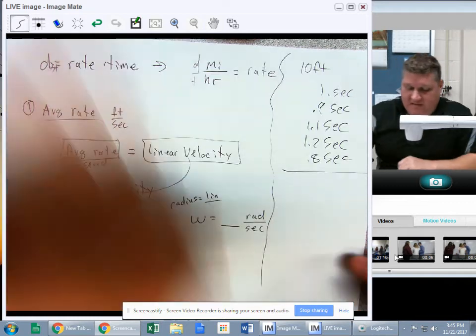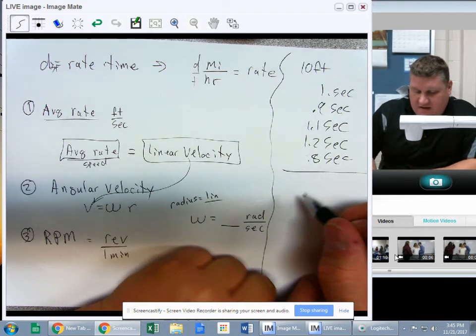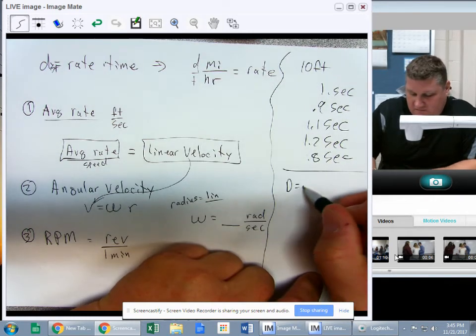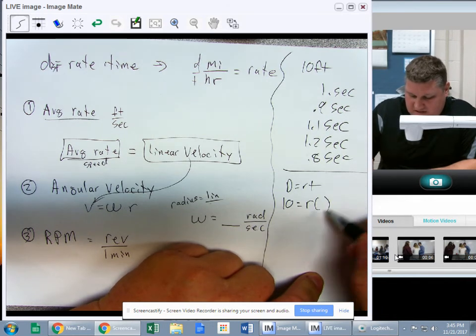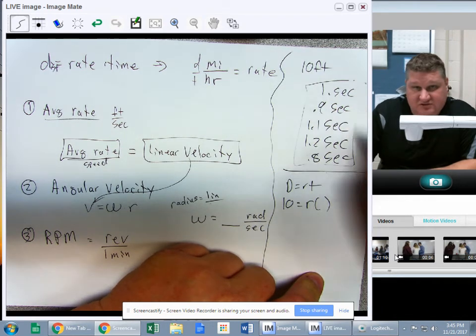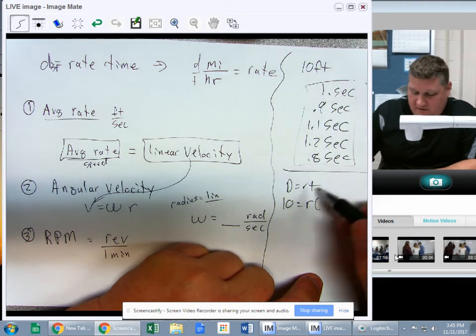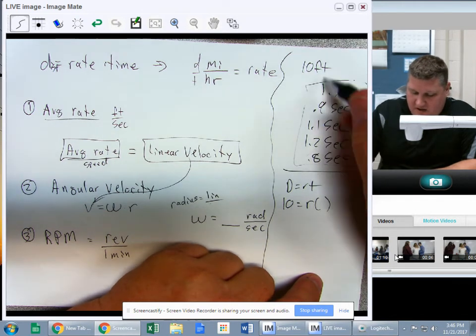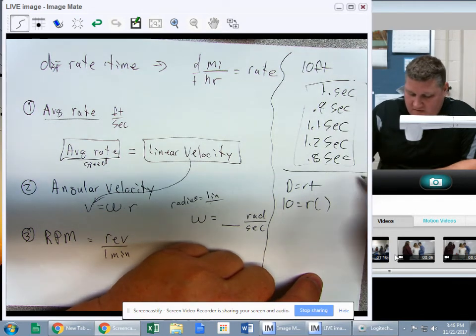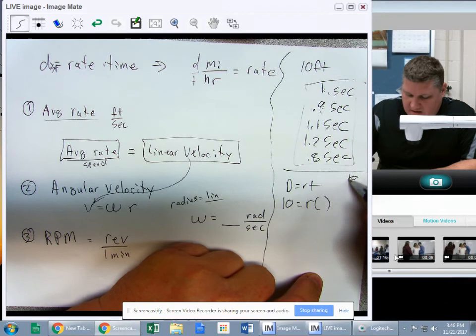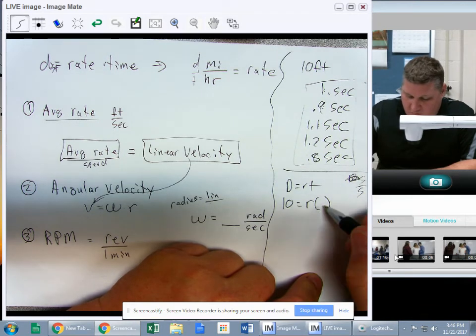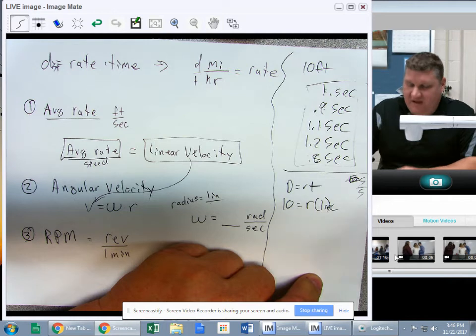Okay, so in that case, what I need is a speed. So distance equals rate times time. The distance is 10, the rate I don't know, and the time is, well, I need to find the average of this time. So if I add all these up and I divide by 1, 2, 3, 4, 5, I come up with 5 divided by 5, and that equals 1. So I have an average of 1 second.